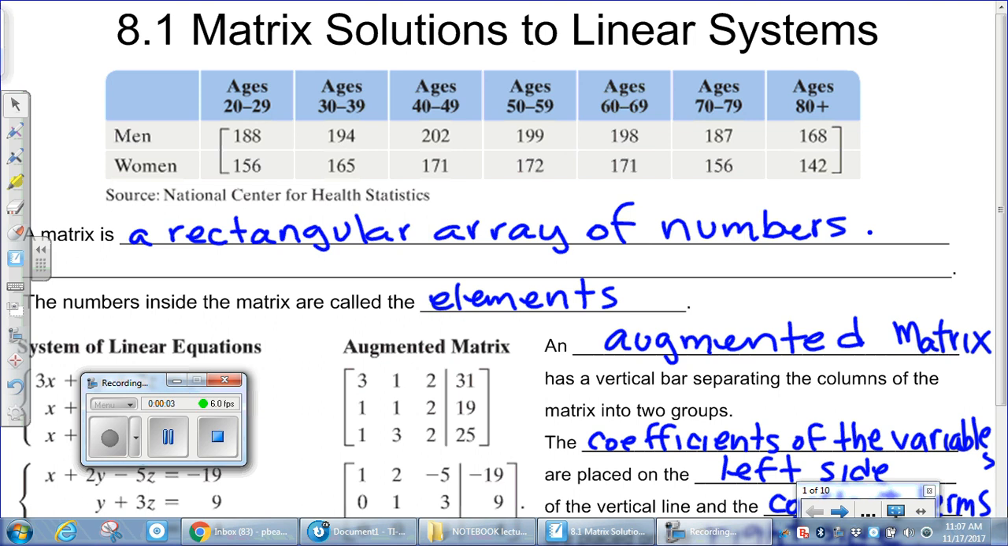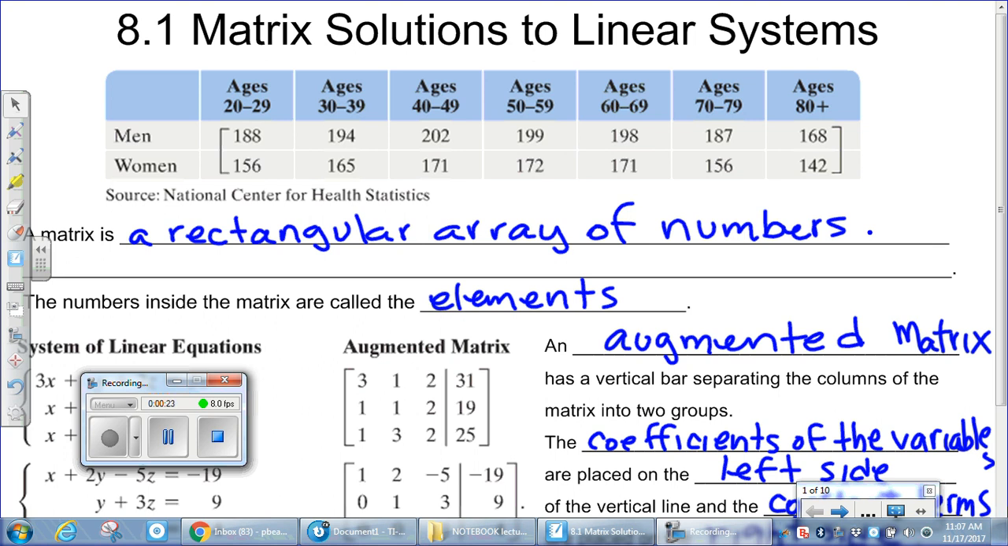Video called section 8.1, matrix solutions to linear systems. We're going to learn several operations with matrices and some applications. But before we get to that, we're going to use them to solve systems like we did in chapter 7, but this time with matrices.